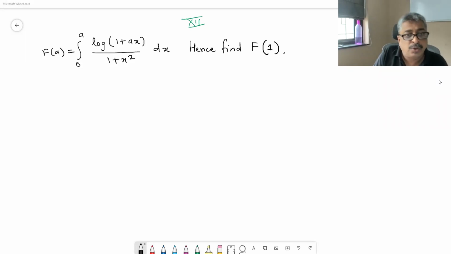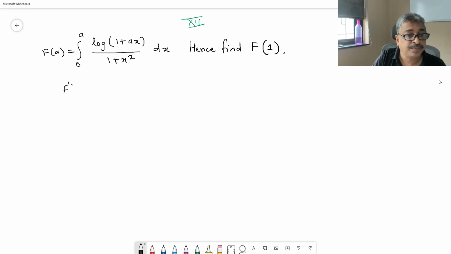Okay, let me write down the solution. Basically, it involves first finding F dash of a using derivative under integral sign. Then simplify it, and there will be one integration term remaining, the partial derivative one. Integrate it, and for that you need partial fractions. Then you get F dash of a, simplify it, and then integrate to get F of a. Find the value of c, substitute 1 to get the answer. That is the roadmap. So let me straight away write down the solution.